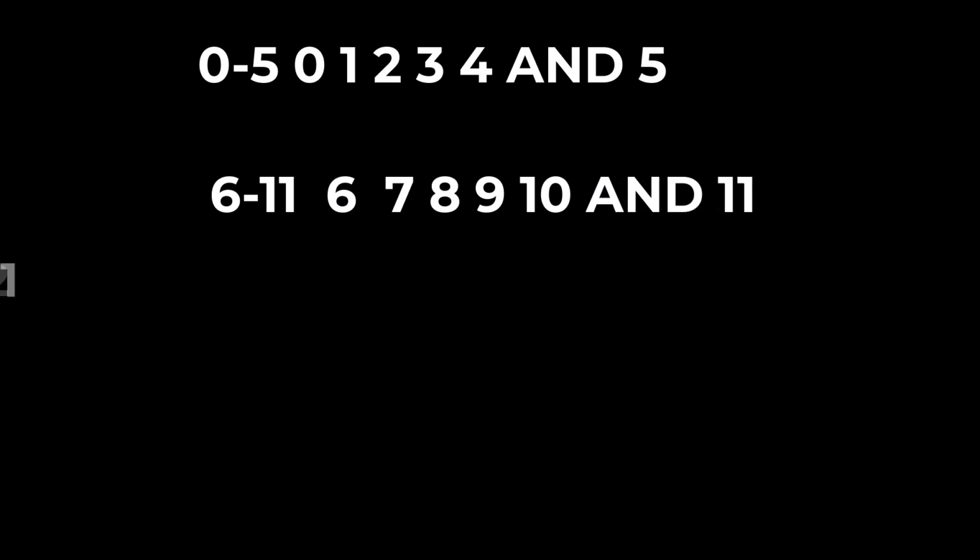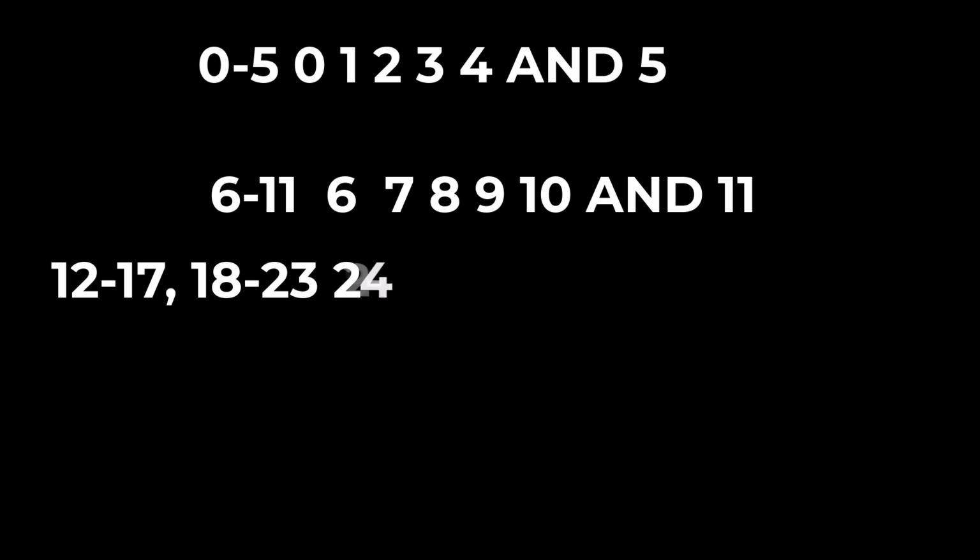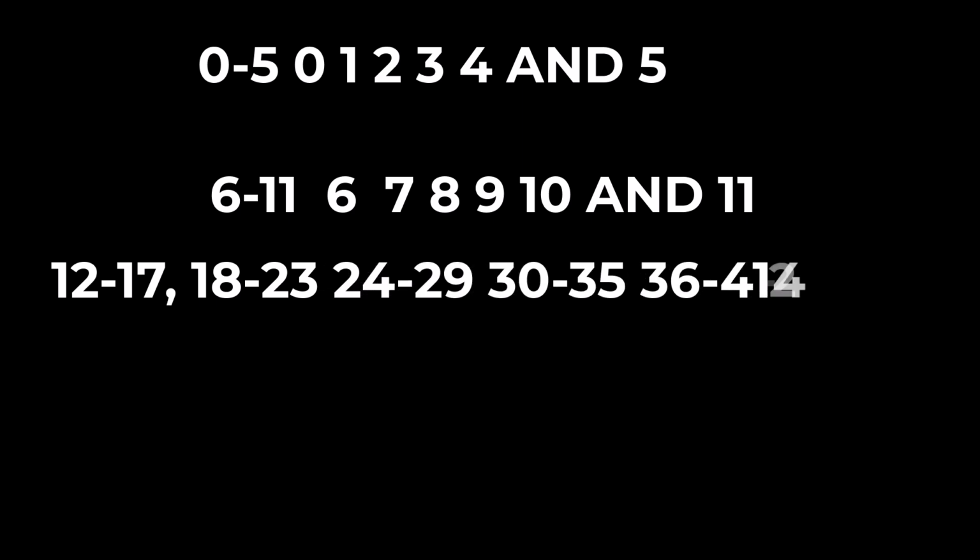Here is how the class intervals are written and what they contain. 0 to 5 includes 6 values: 0, 1, 2, 3, 4, and 5. 6 to 11 includes 6, 7, 8, 9, 10, and 11. 12 to 17, 18 to 23, 24 to 29, 30 to 35, 36 to 41, 42 to 47. This method helps us keep all our classes equal, clear, and easy to work with when drawing tally marks and counting frequencies.